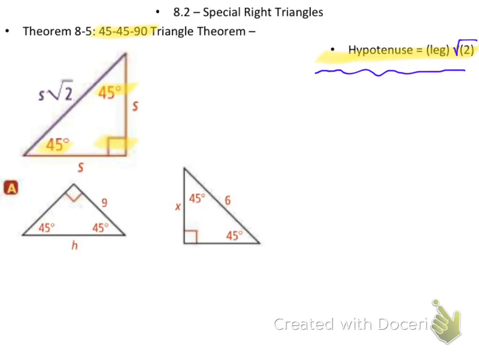When I go over to my first example, A right here, they give me the leg, so I'm going to use this. My hypotenuse is h, so I've set up h is equal to 9, which is my leg, times the square root of 2. So I do 9 times the square root of 2 and get 12.7.